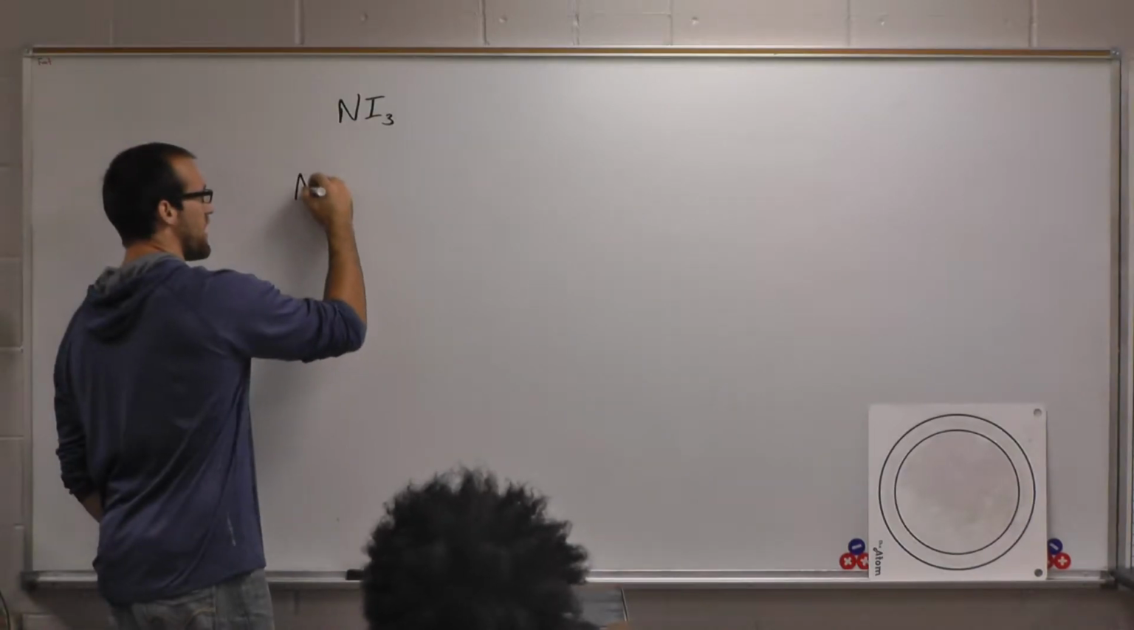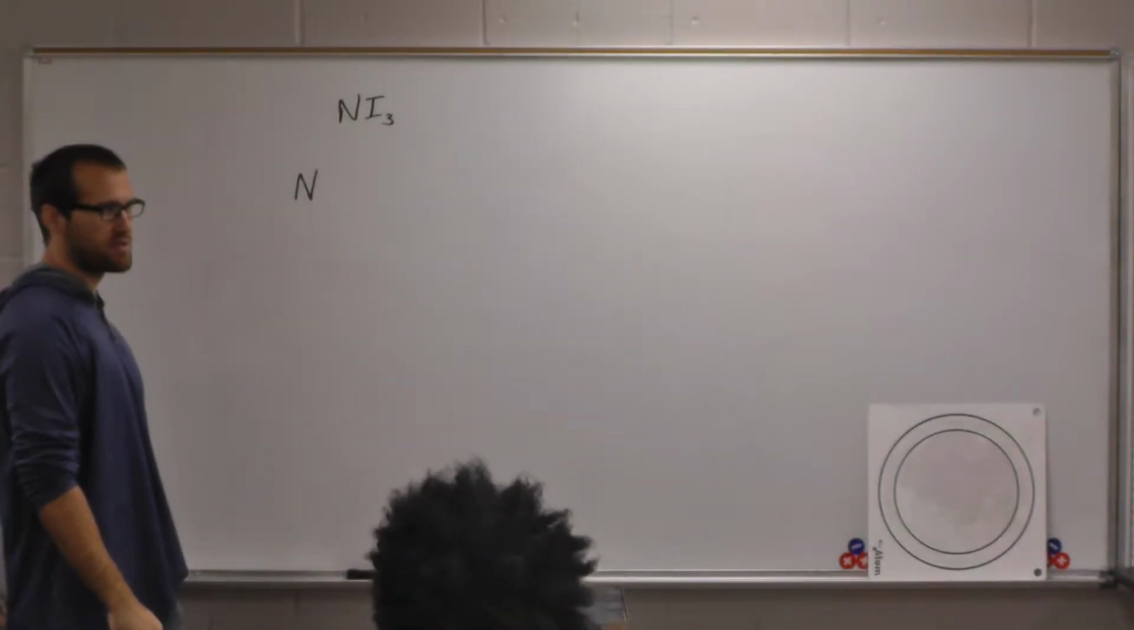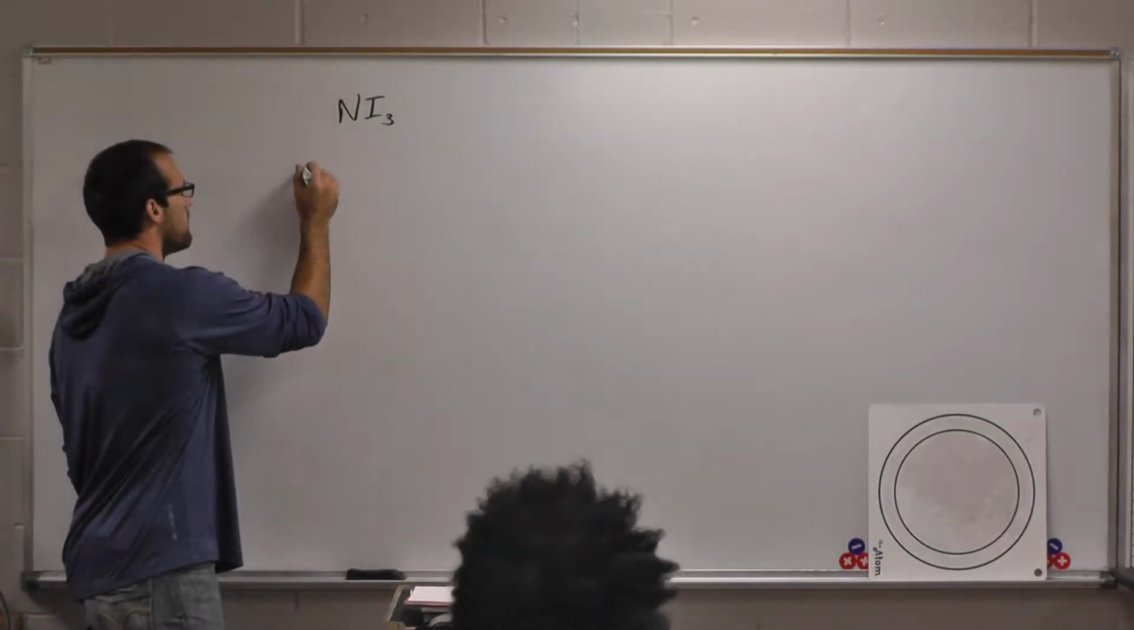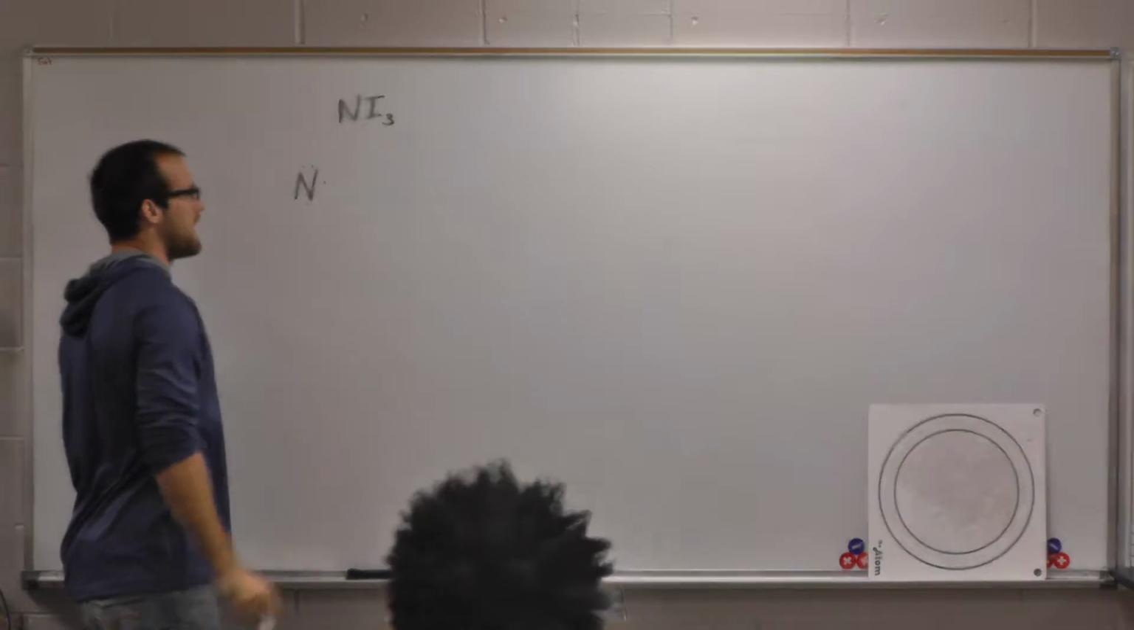Okay? So, the very first step says to write the electron dot symbol for each. I don't have to do all 3 iodines yet, but the purpose for this is to identify how many bonding sites there are. Okay, how many valence electrons does the nitrogen have? 5. Okay, and iodine has 7.